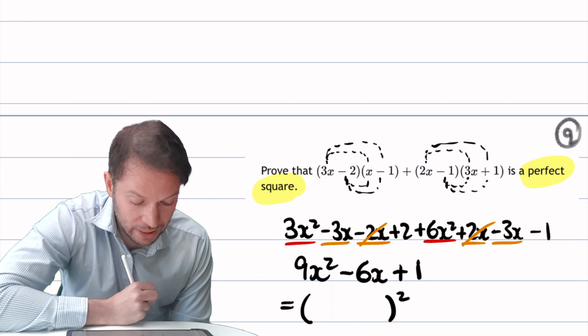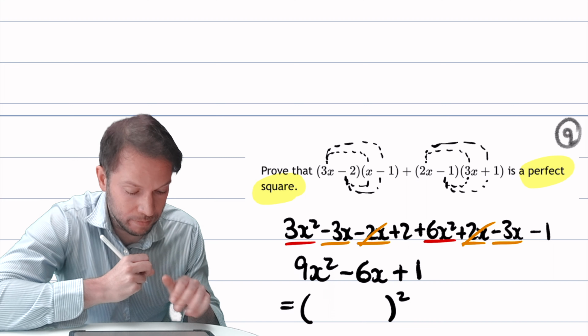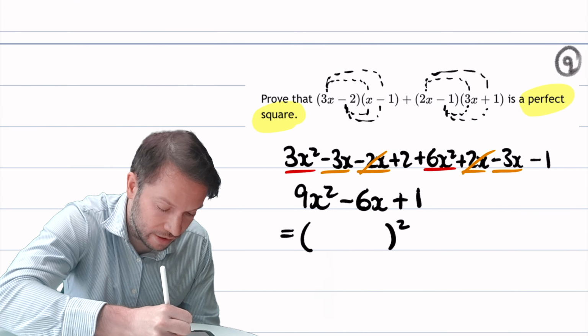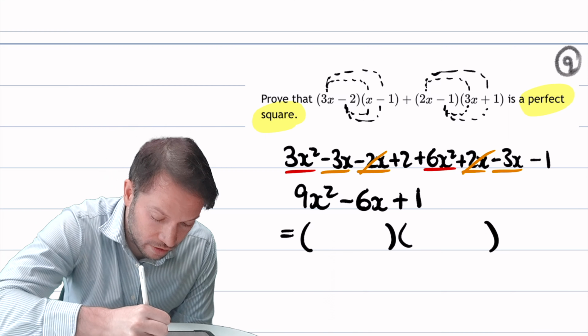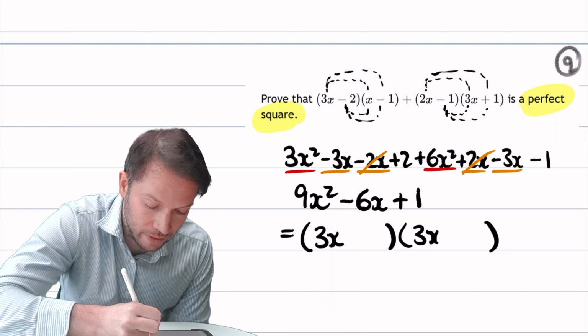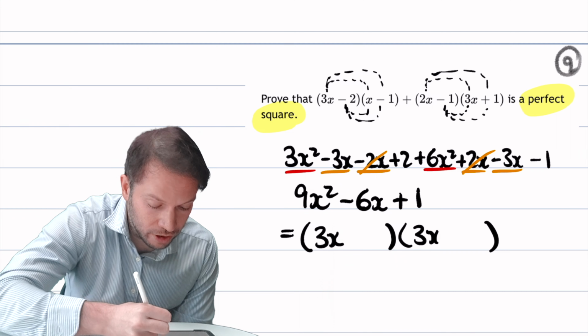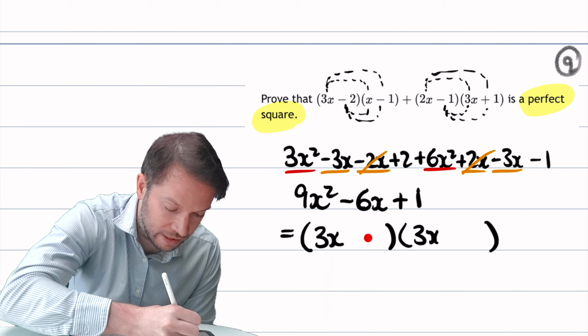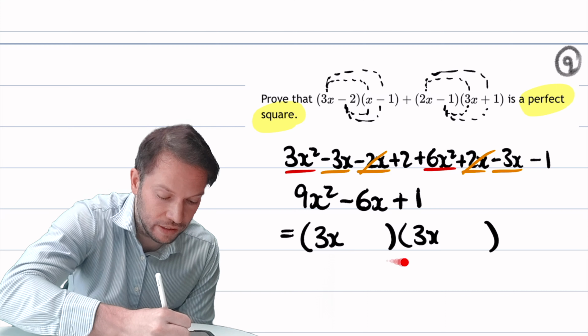Now, how do we do that? Well, if you think about it, if you imagine that you had 2 brackets, but the 2 brackets are going to be the same, then this is going to be 3x and 3x, right? Because then the 3x times the 3x would be the 9x squared, yeah? We also know that this constant here times this constant, so the terms without the variables, they've got to multiply to give this 1 here.